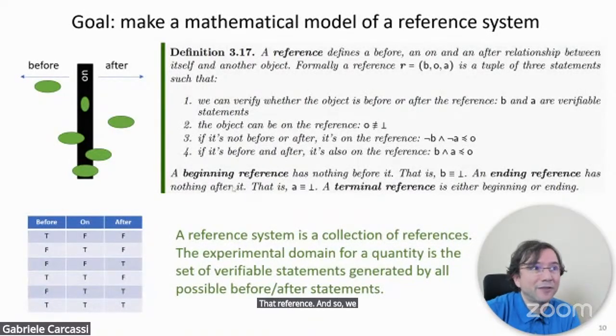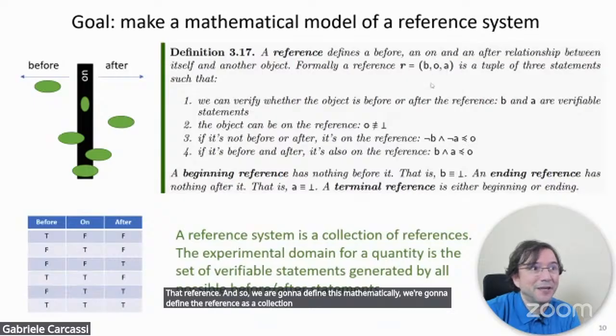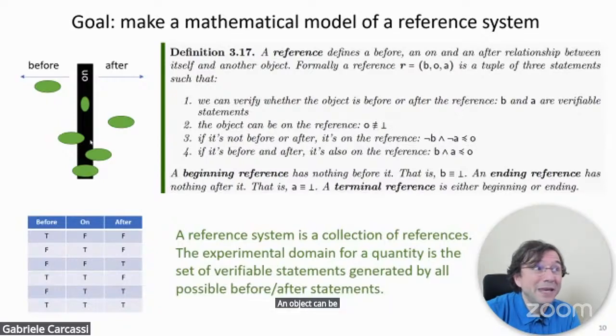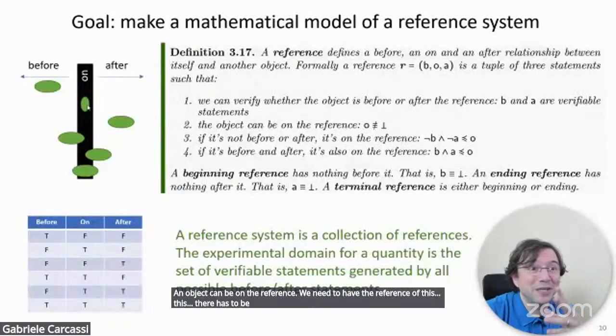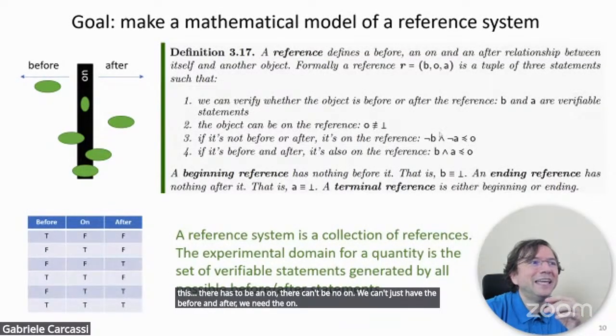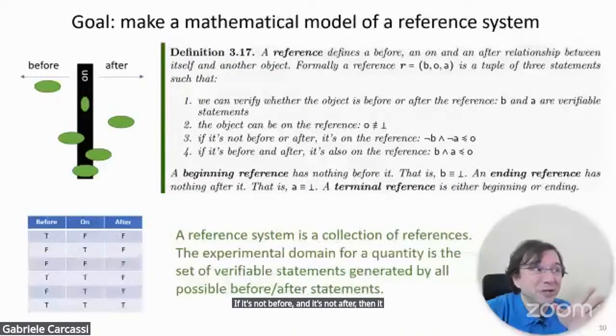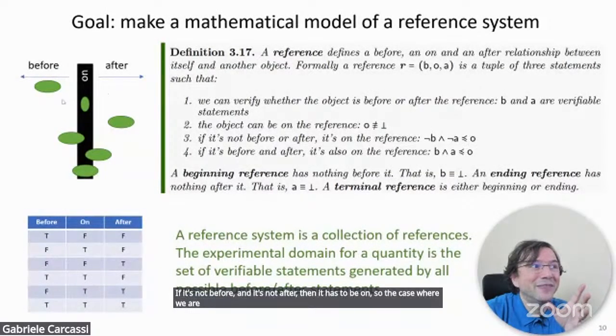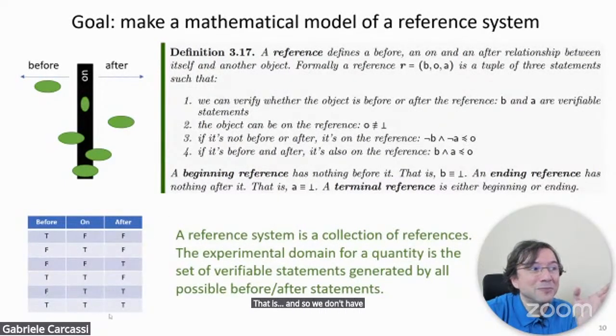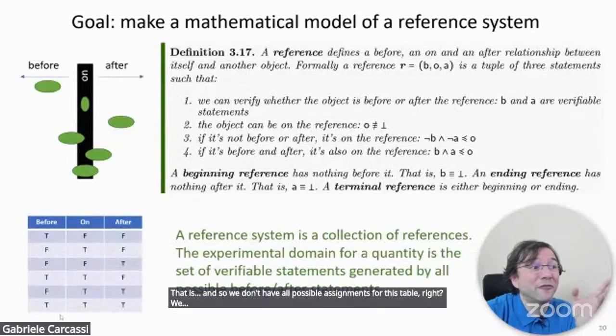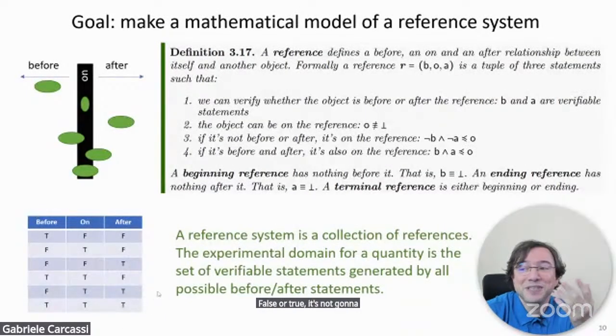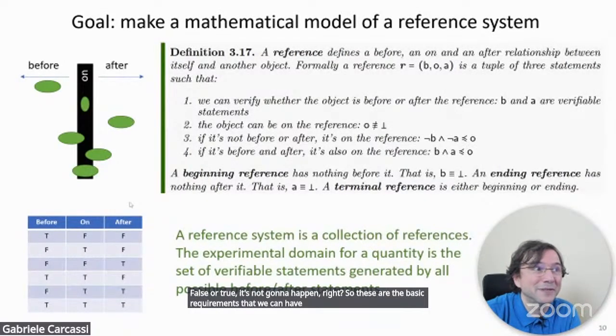And so we are going to define this mathematically. We're going to define the reference as a collection of three statements: a before, an on, and an after. The before and the after are verifiable. An object can be on the reference. We need to have the reference, so there has to be an on. There can't be no on. We can't just have the before and after. We need the on. If it's not before and it's not after, then it has to be on. And if it's before and if it's after, then it also has to be on, right? And so we don't have all possible assignments for this table. The assignment false, false, false is not going to happen. And also true, false, true is not going to happen, right? So these are the basic requirements that we can have on statements, on references.